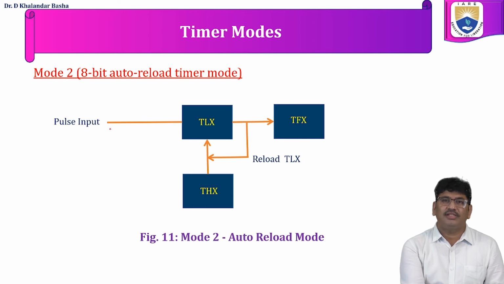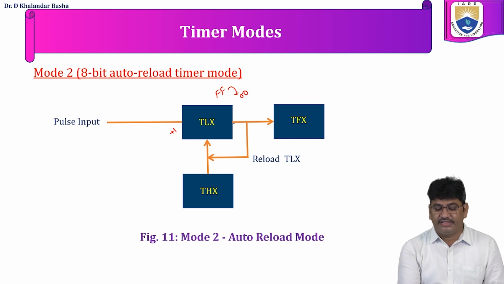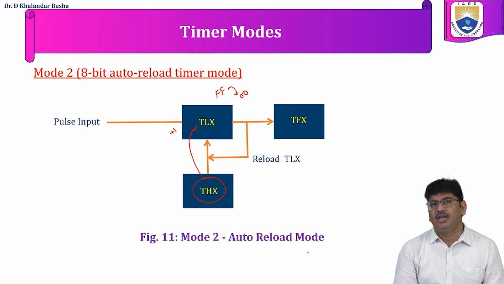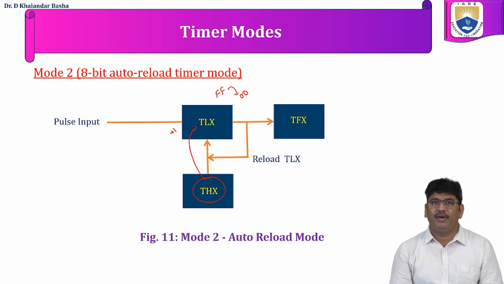For every clock pulse, the TLX will be incremented by 1. The maximum count it will reach is FF. Whenever the count changes from FF to 00, that is rollback occurs, it will generate an overflow on TF0 or TF1. Then the same control signal is used for reloading the value of THX into TLX. So this is mainly used for baud rate generation.